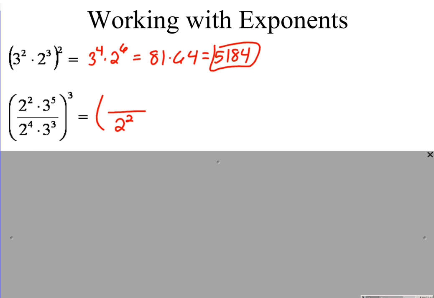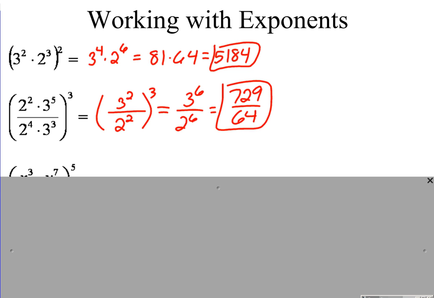The 3's. 3 to the 5th over 3 cubed. Where do I have extra 3's at? In the top. How many extra? 2 of them. Now I have a power raised to a power, so up top I get 3 to the 6th because we're going to multiply. In the bottom, 2 to the 6th. Simplify that. We end up with 729 over 64, and we cannot go any further.